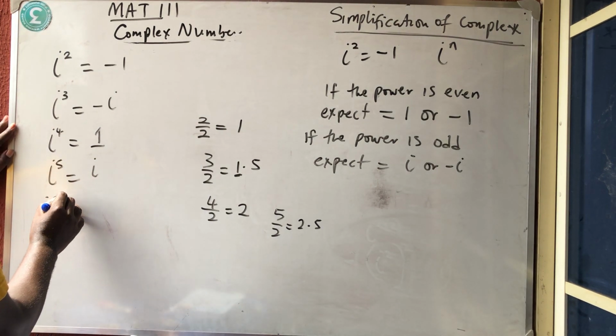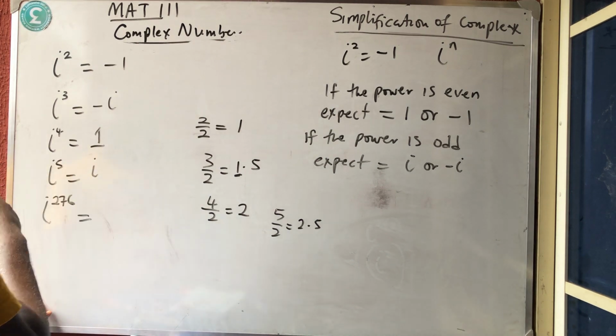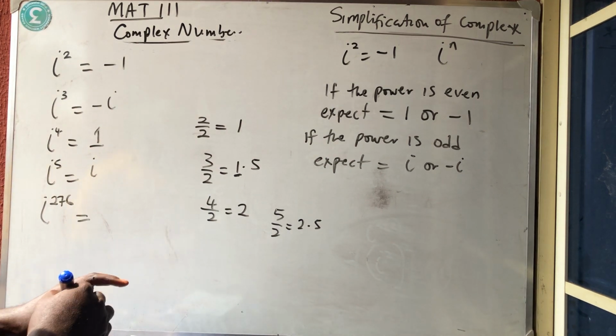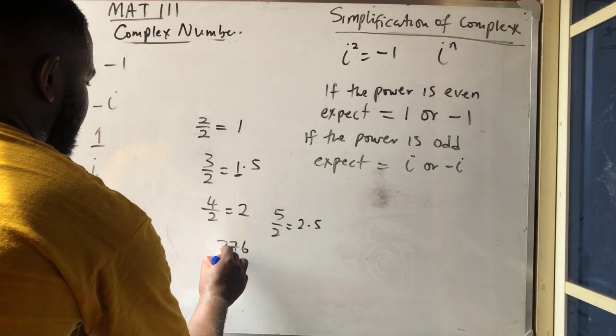i raised to power 276, for example. So let's do that again. 276 is an even number, so I'm expecting what? Either 1 or minus 1. I will now say 276 divided by 2.